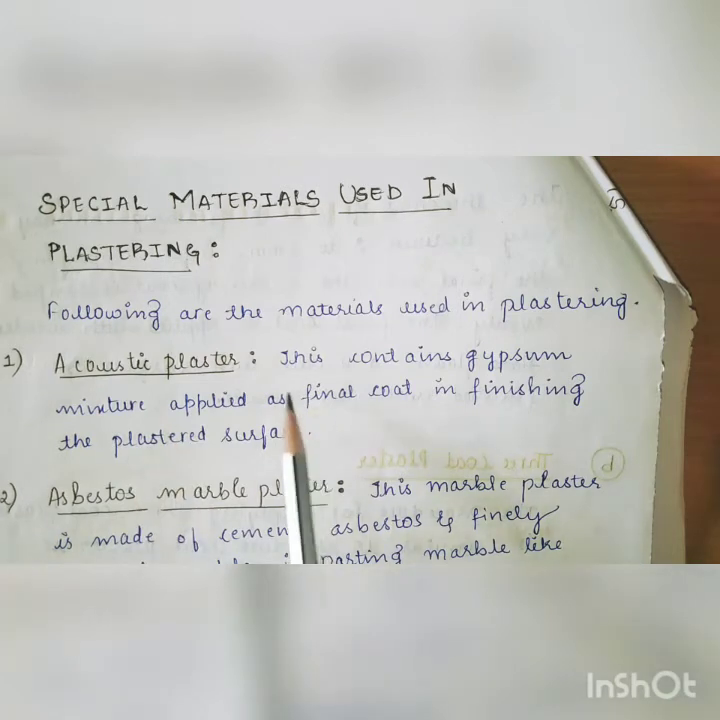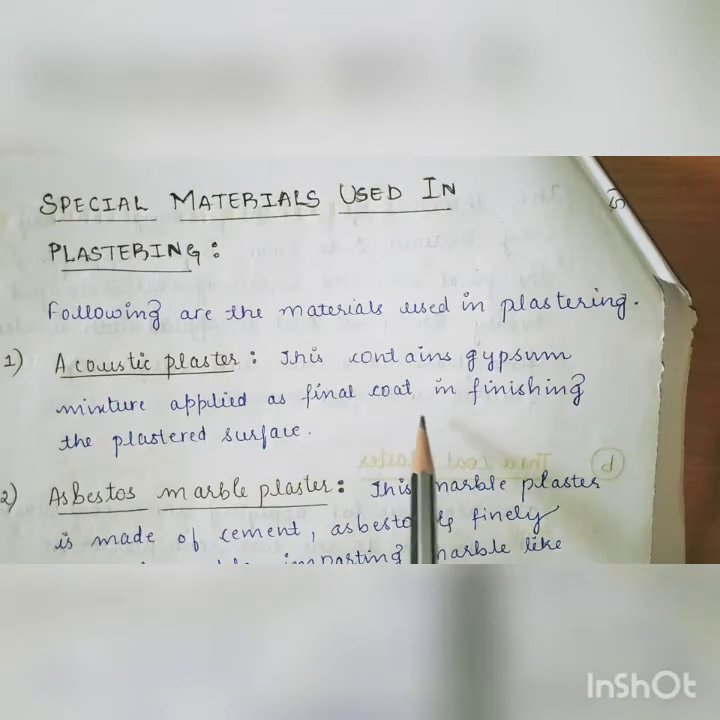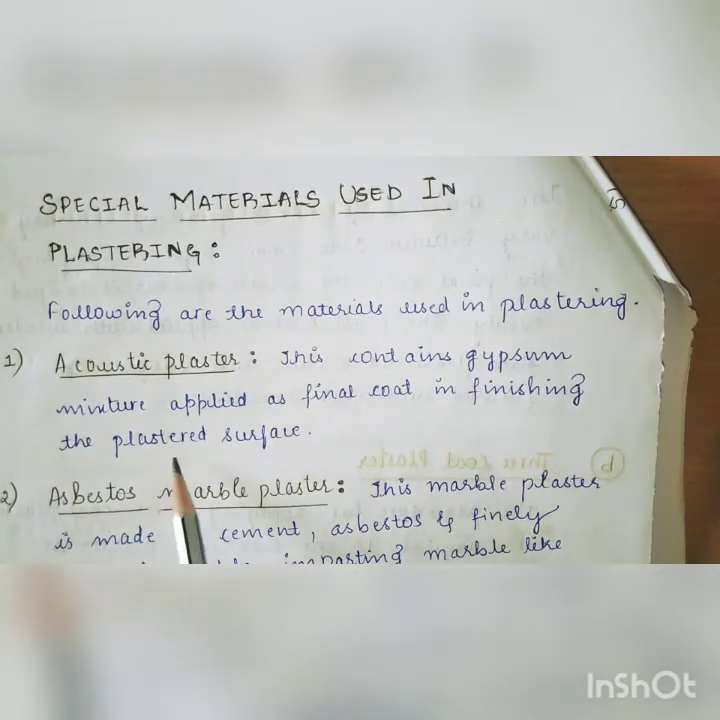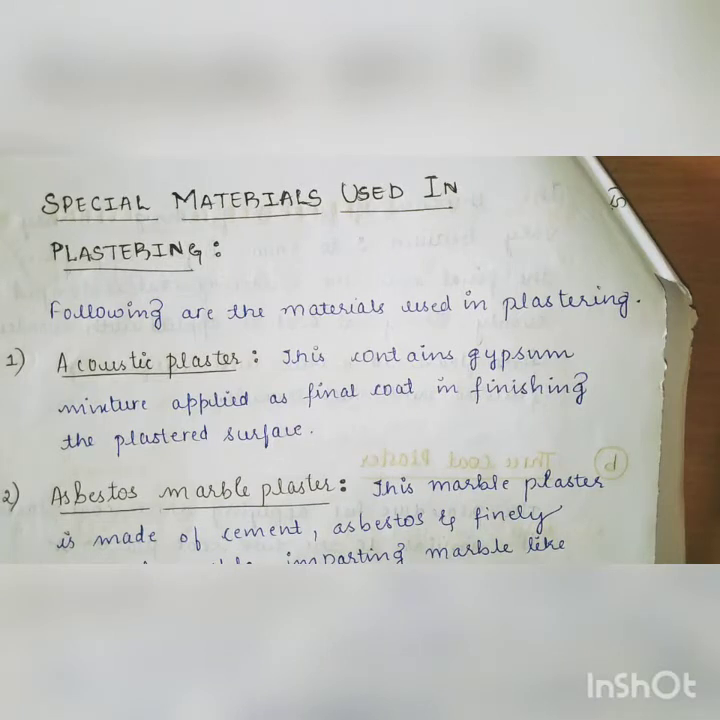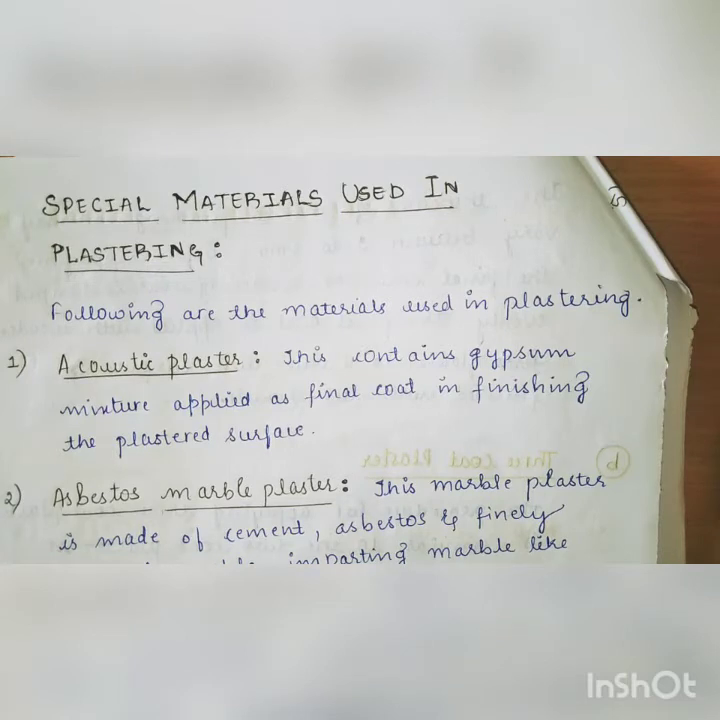So this contains a gypsum mixture applied as a final coat in finishing the plaster surface. This is a gypsum mixture which is employed as a final coat to serve the purpose of a sound repellent finish. Why is it called sound repellent? It contains some smaller pores or openings in its surface, so it absorbs the sound.